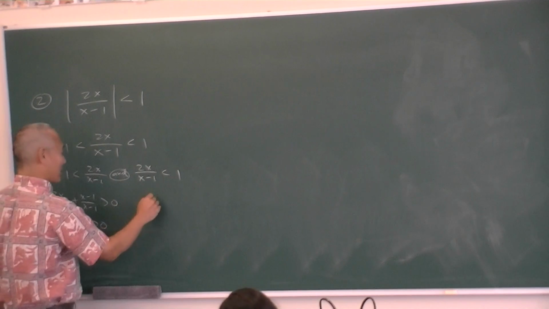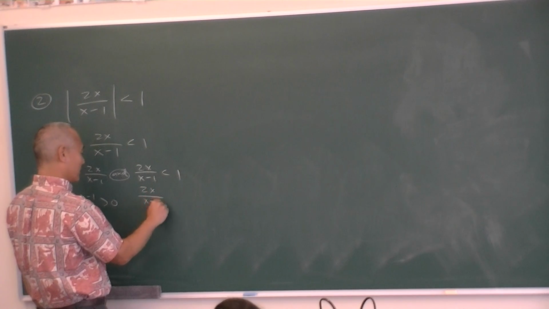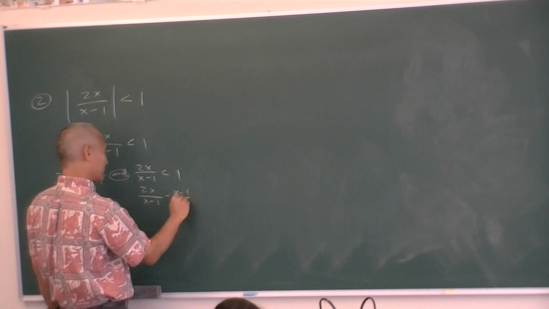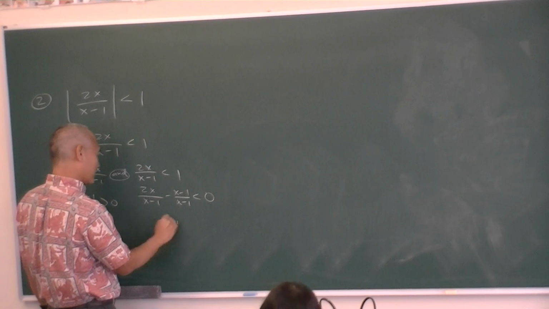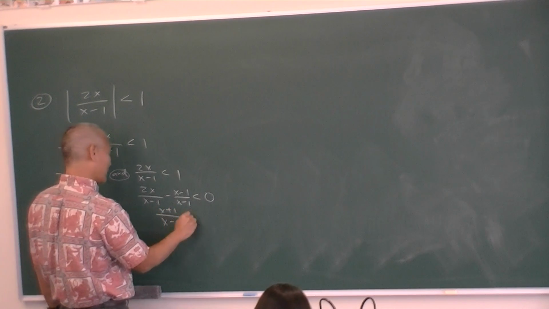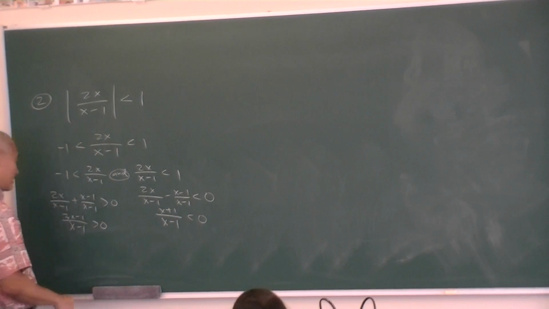Okay, let's do this one too. Make one side 0, so subtract 1. Oh, that's 0. And so if you make the least common denominator, what's it going to be? X plus 1? Did I do that correctly? Yeah. Of course, I'm the teacher.